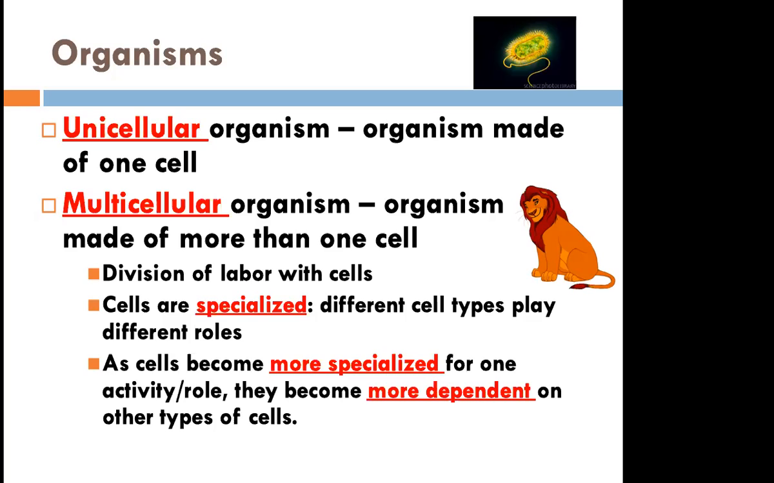If I say multicellular organism, I'm talking about anything made of more than one cell. Two or more is multicellular, okay? Now, because multicellular organisms are made of more than one cell, that means that their cells can become specialized.